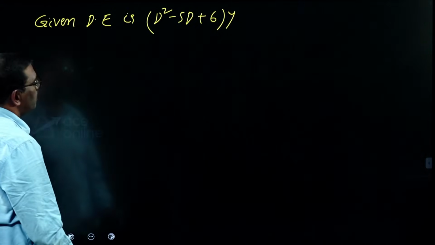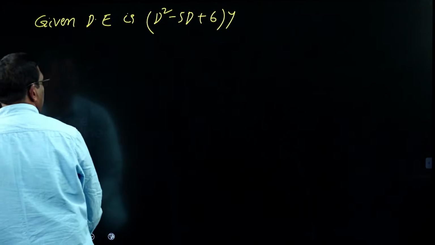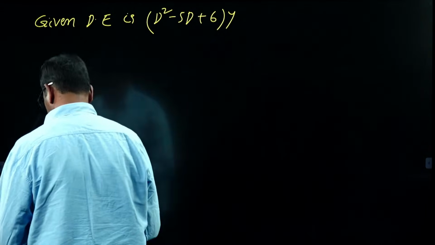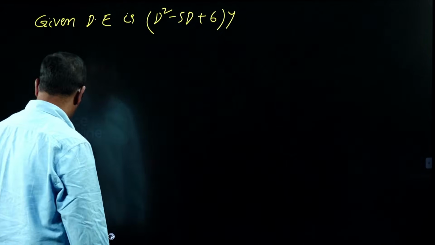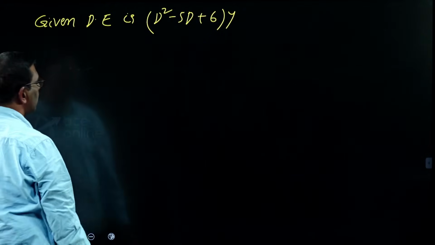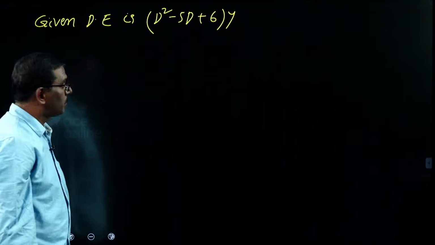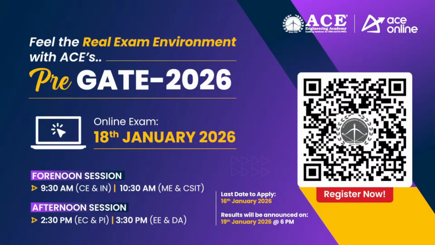Why is it not going back? What the differential equation? It is not going back. Some technical issue. The previous slide is not opening. Just let me check.